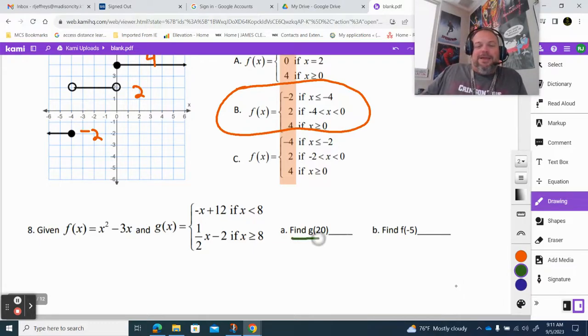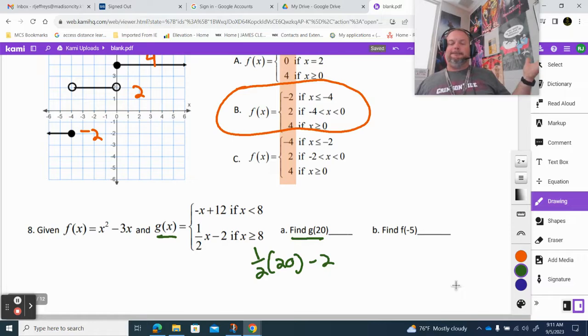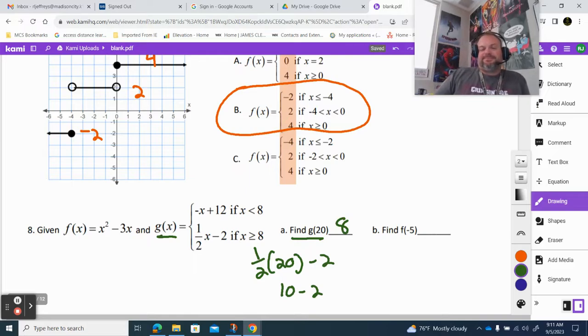All right. G of 20. Well, here's G. Is 20 less than 8 or greater than or equal to 8? Greater. Yeah. So we had to say half of 20. All right. So what's half of 20? 10. If you have 10 things and 2 things mysteriously disappear, what do you have? 8. Yeah.